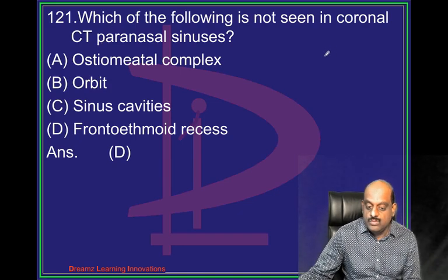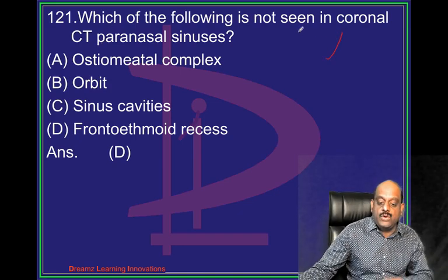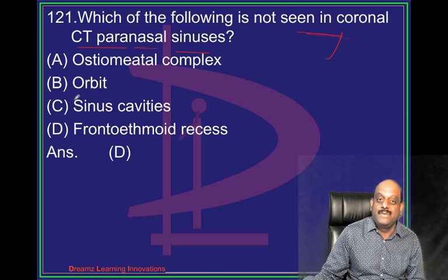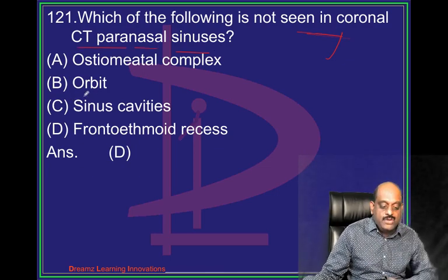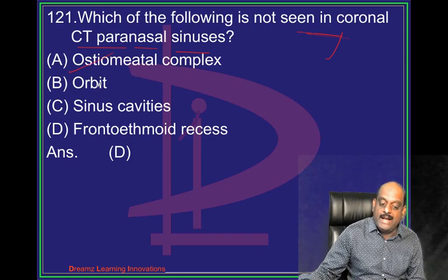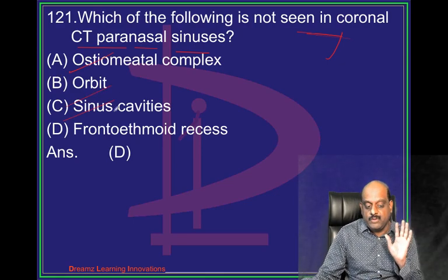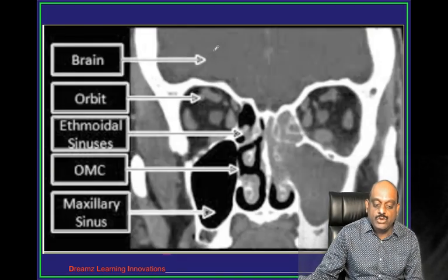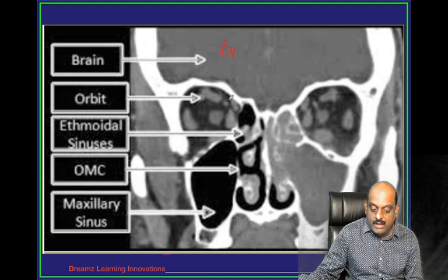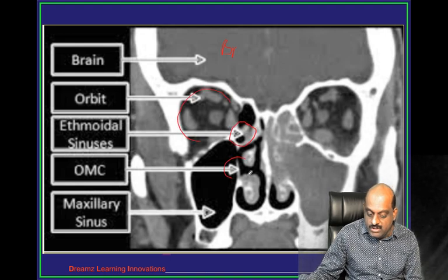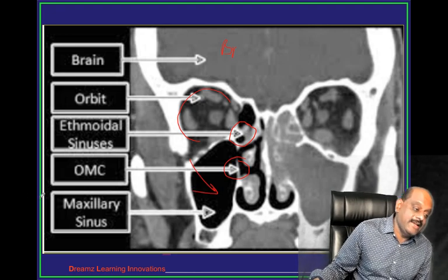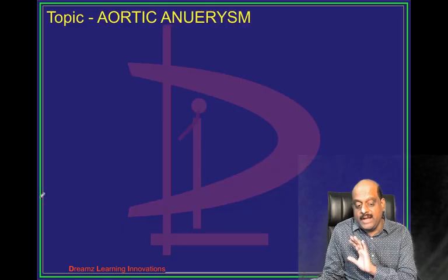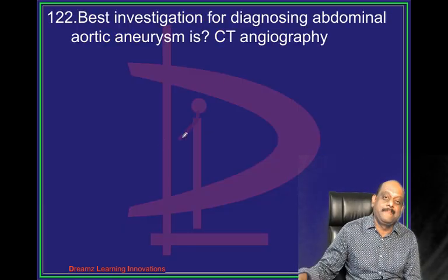Now, which is not seen in the coronal CT paranasal sinus? In the coronal image you will see the osteomeatal complex, orbit, sinus cavity, everything, but the frontoethmoid recess will not be seen. So this is the brain, doctor. This is the orbit, this is the ethmoidal sinus, this is the osteomeatal complex, and this is the maxillary sinus. So you should be very sure to recognize all these things.